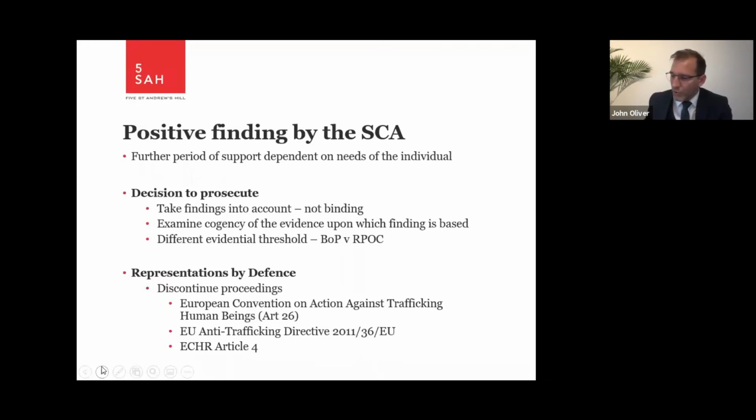But once you get your conclusive grounds, it is an opportunity for you to make representations to the CPS. And any representations really ought to make reference to the international obligations of the CPS through the various treaties, which I've listed a few there, but you can also make direct reference to the Act. Next slide, please.